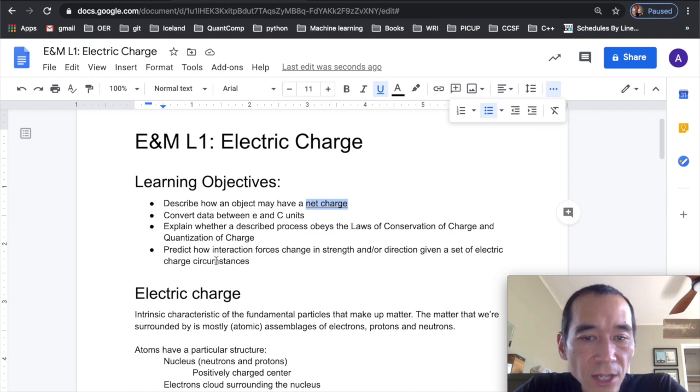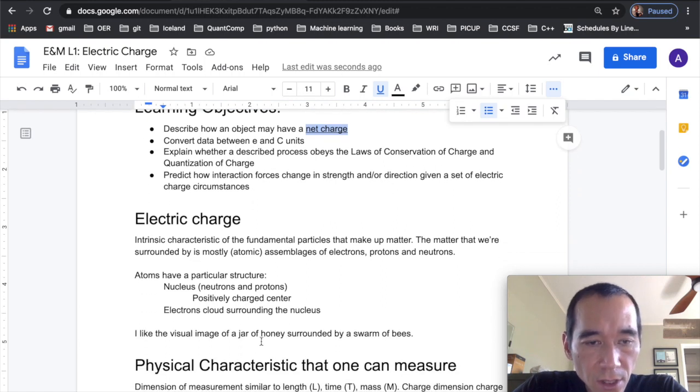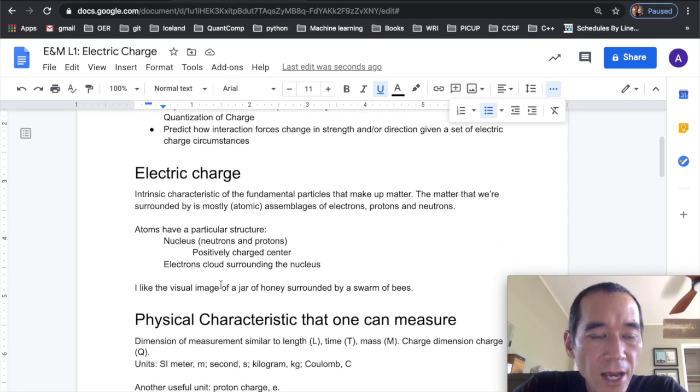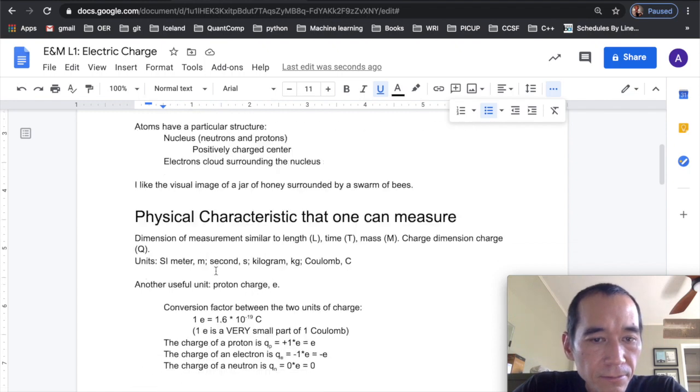And then the last learning objective, predict how interaction forces may change in strength and or direction given a set of circumstances about electric charge. So in order to get you to learn to be able to do these things, I'm going to describe some stuff to you about electric charge. I'll start by describing exactly what about matter has electric charge and what is this feature of matter. So I'll describe that.